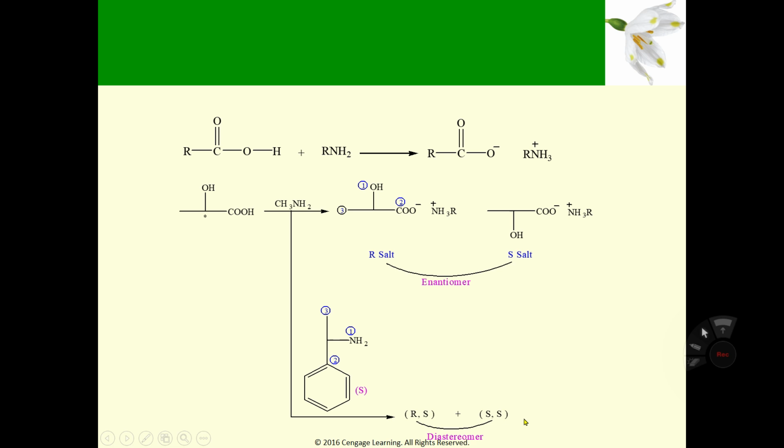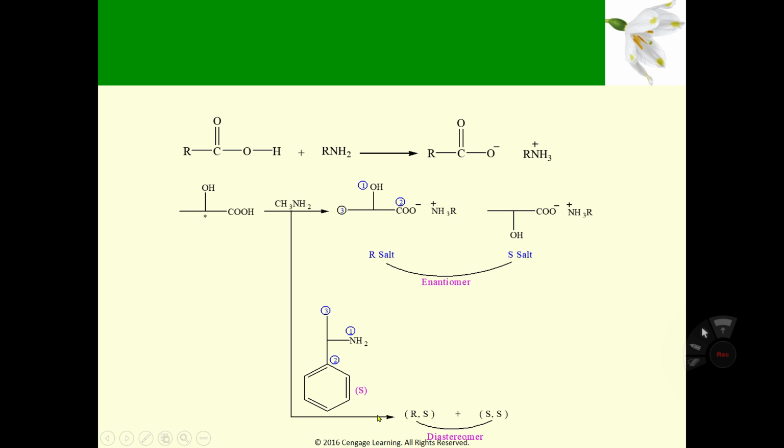If they are in a diastereomeric relationship, they always have different physical properties. If they are in an enantiomeric relationship, like here, a 1-to-1 ratio of R and S, there's no difference in the physical properties. Because there is no difference in physical properties, like solubility or melting point, there's no way to separate them based on physical properties.